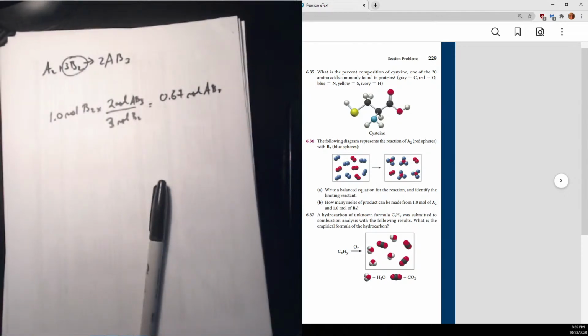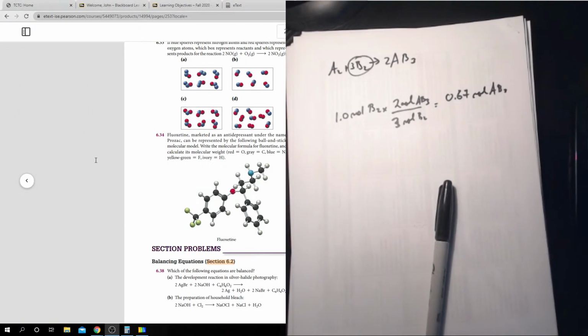All right, 38. Let's move this back to: which of the following equations are balanced? The development reaction in silver halide photography. 2 silver bromide plus 2 sodium hydroxide plus C6H6O2 yields 2 silver, that's balanced, plus H2O. The hydrogen is balanced. Plus 2 sodium bromide, the sodium and the bromide are balanced, plus C6H4O2.